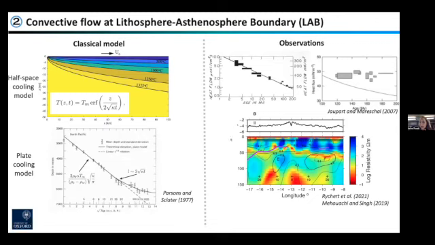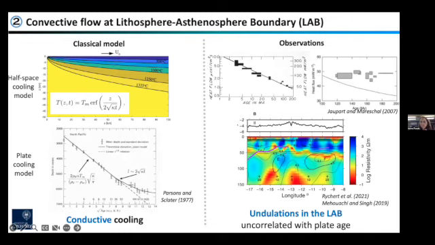However, more recent data actually indicate another picture, that you have undulations in the LAB that seem to be uncorrelated with plate age. And I'm showing again this electrical resistivity map from Reichert et al. 2021 because it's so clear. And we see this very sharp interface that is inferred to be the LAB.